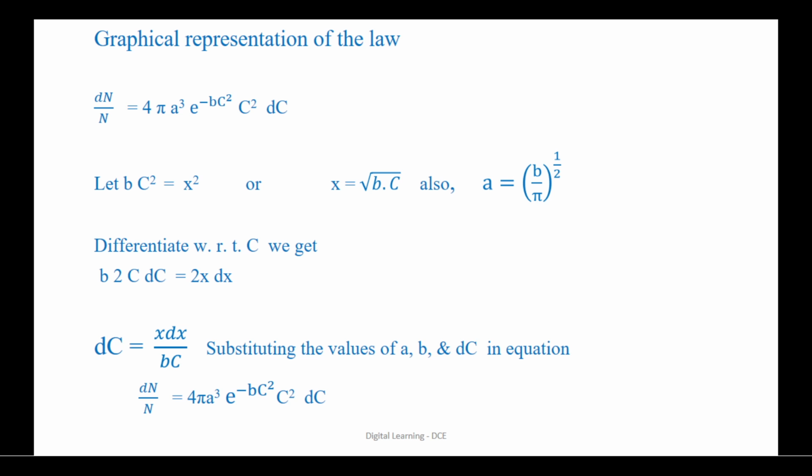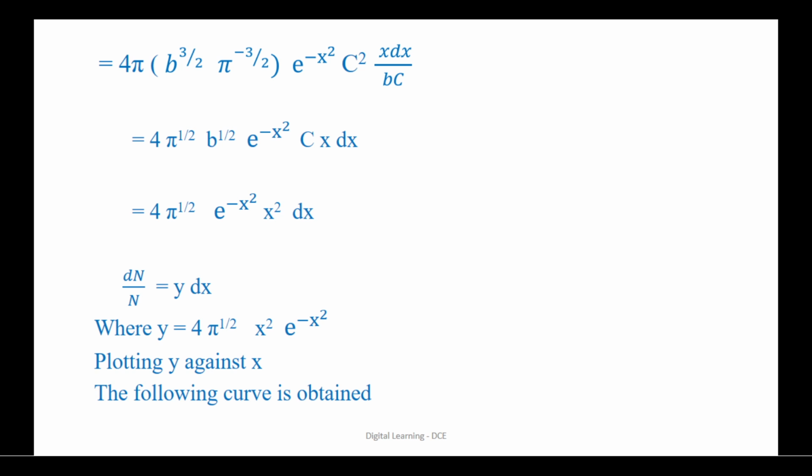Then, by substituting the value of dc and b in Maxwell's equation, that is dn by n is equal to 4 pi a cube e to the power of minus bc square into c square dc, we get 4 pi b to the power 3 by 2, pi to the power minus 3 by 2, and e to the power minus x square c square x into dx by bc.